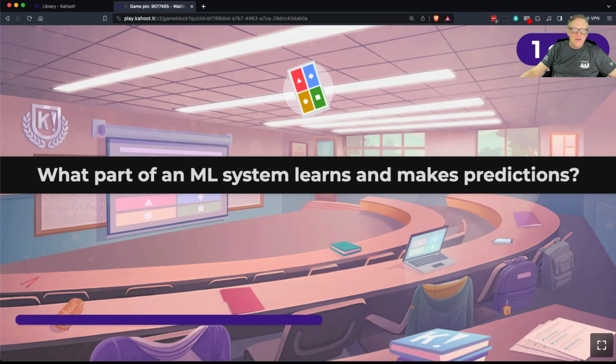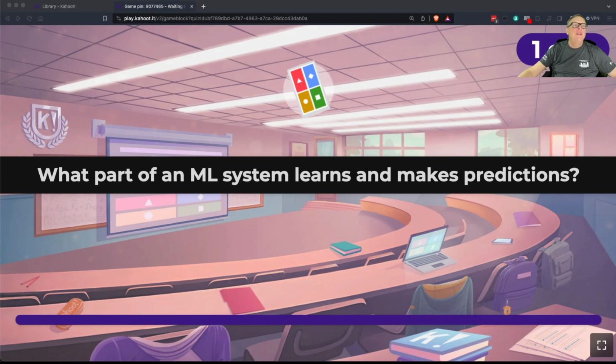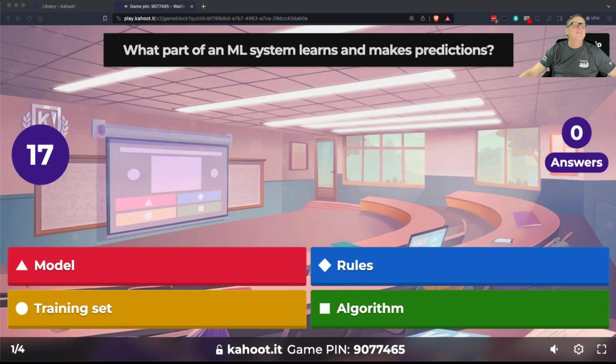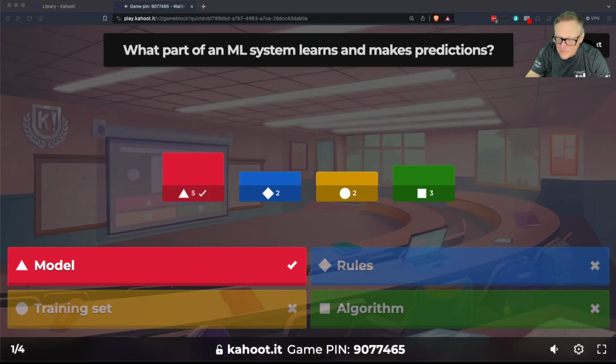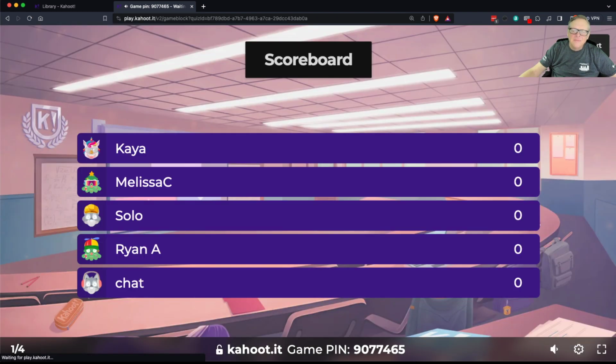All right, so what part of the system learns and makes predictions? All right, that's the model.